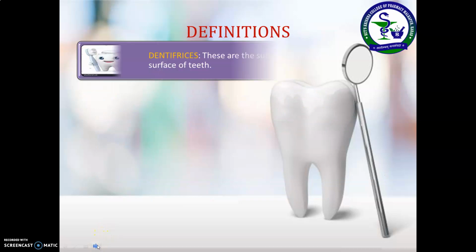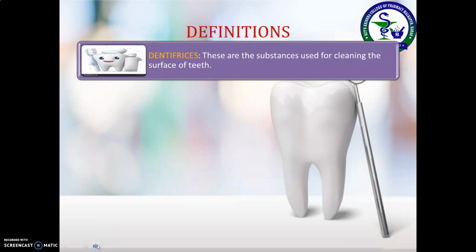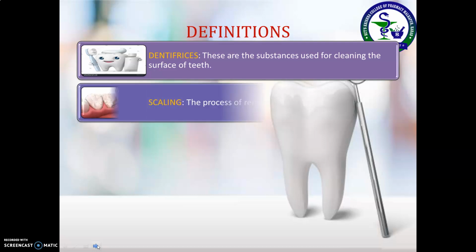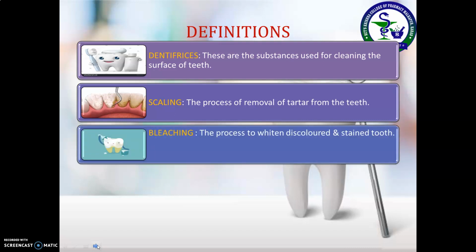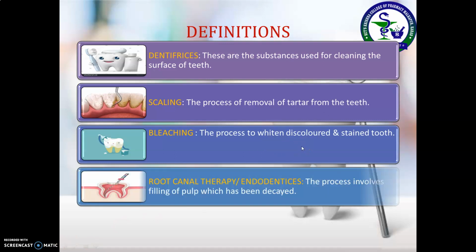Let's take a look at some definitions related to dental products. First is dentifrices. Dentifrices are the substances which are used for cleaning the surface of the teeth. Second, scaling. Scaling is the process of removal of tartar from the teeth. Tartar, also known as dental calculus, is a yellow or brown colored deposit that forms when plaque hardens on your teeth. Bleaching, we all know about bleaching. It is the process to whiten discolored and stained teeth.